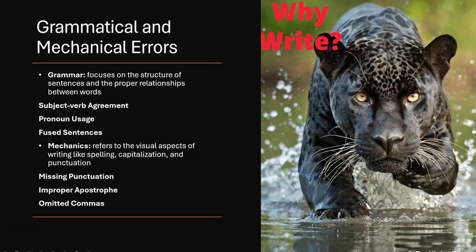Look at the mechanics, basically referring to the visual aspects of your writing, like your spelling, capitalization, and punctuation. Look at any missing punctuation, improper apostrophes, or omitted commas. During the writing process, this is when you will be able to learn and identify how to correct these errors.